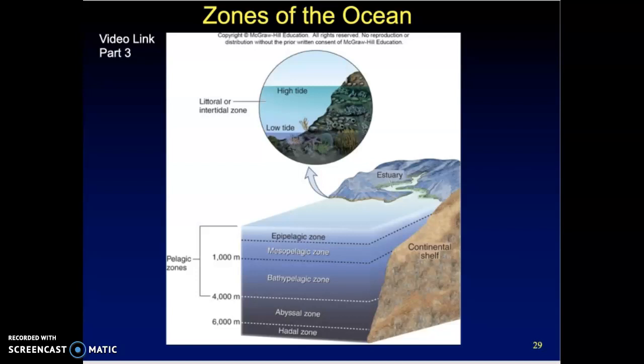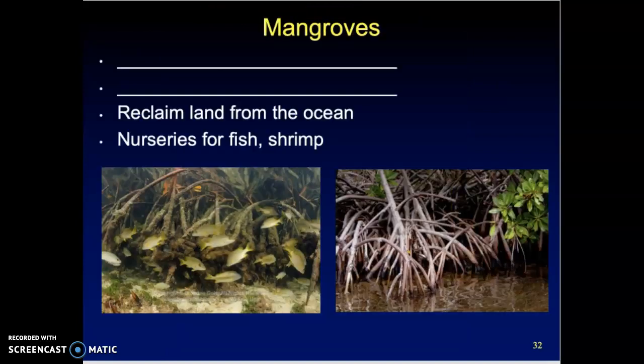Okay, so we're into the ocean now, and we're starting to talk about the diversity and the variety of different biomes that exist within the ocean. And what we can do is start with the biome that is going to be closest to shore. So let's take a look at the mangroves here.